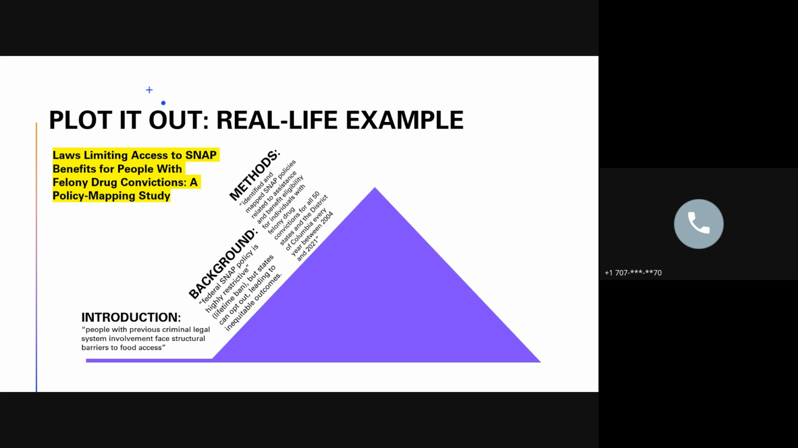Then we start to learn the methods. They identified and mapped SNAP policies related to assistance and benefit eligibility. They looked at it for all the states, for the years 2004 to 2021. And then the results is where our understanding of the problem starts to change. The problem is that there's a federal SNAP policy in place for people who are convicted of felony drug convictions. Then the results show that actually there's been a shift away from this lifetime ban, and a lot of states have either eliminated or modified the ban.